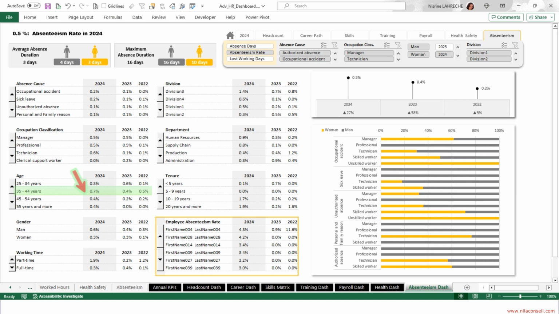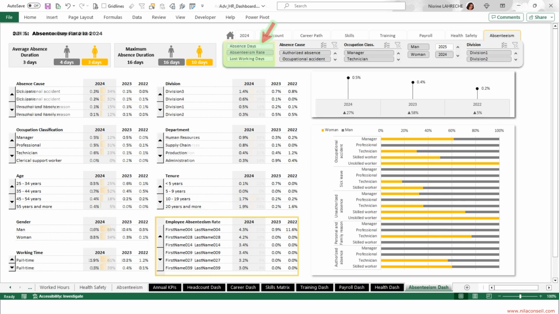35 to 44-year-olds employees are absent more frequently than their colleagues. Men have a higher absenteeism rate than women. Part-time employees are absent more frequently than full-time employees. The company's longest-serving employees are more affected by absenteeism.